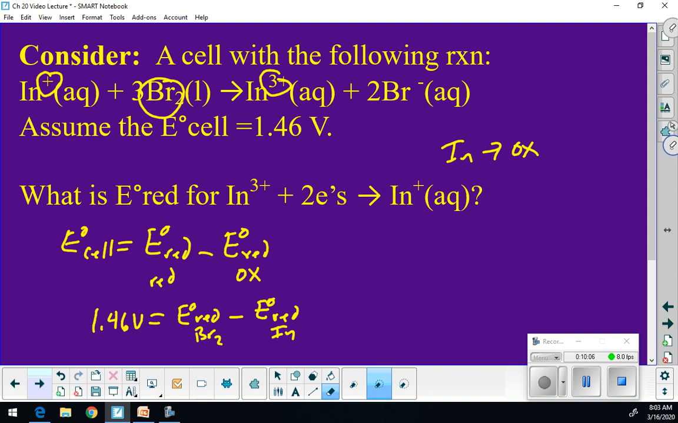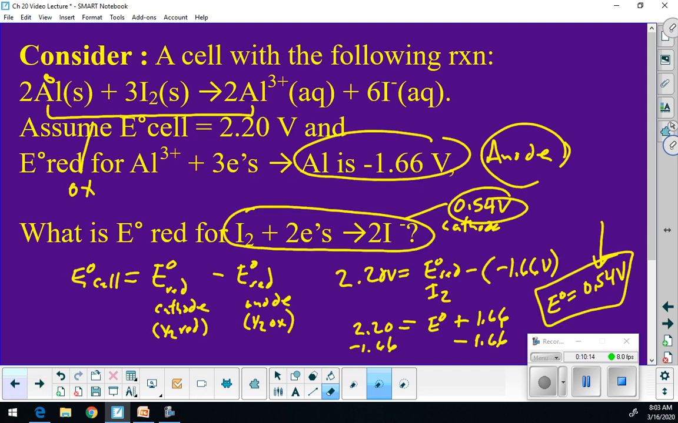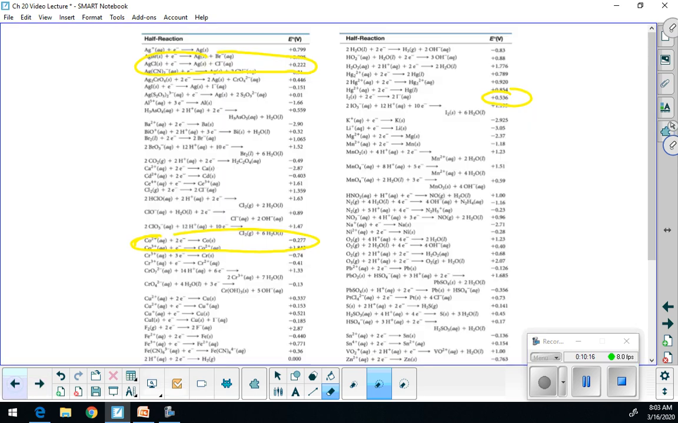And what do they give me? Oh, I guess I'm going to have to look up both of these, or I can look up bromine from my magic table at least, right? Where's my magic table? Bromine, where's bromine? There it is. 1.065. I better write this down.